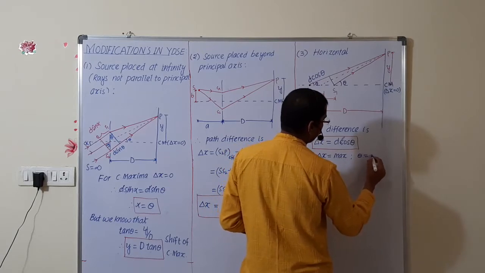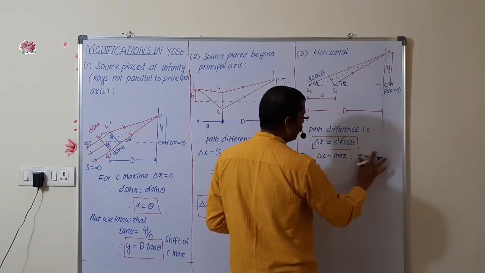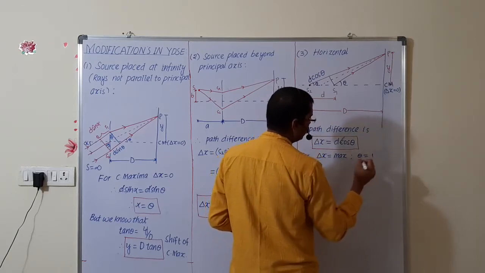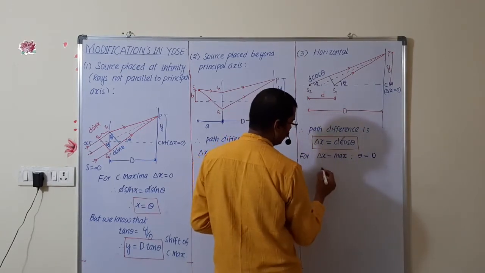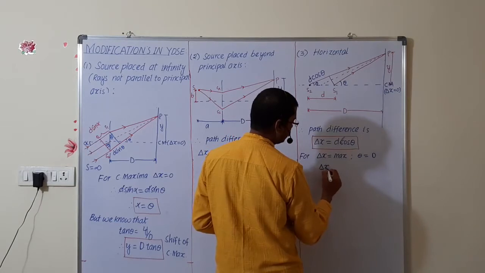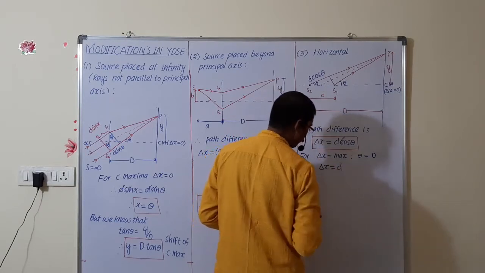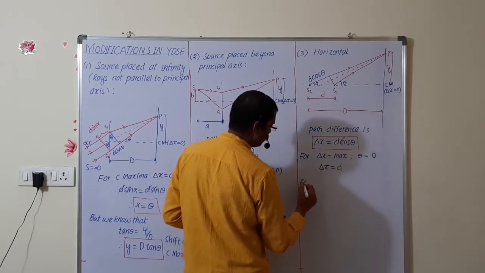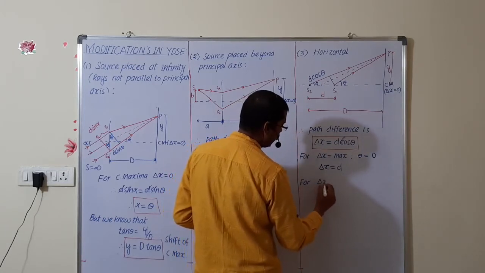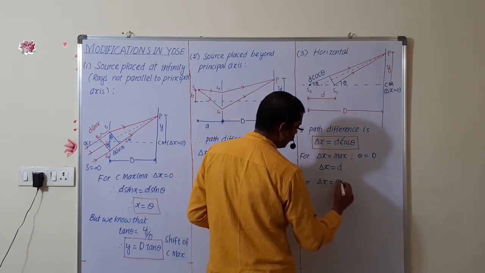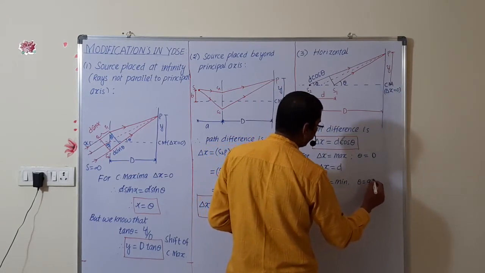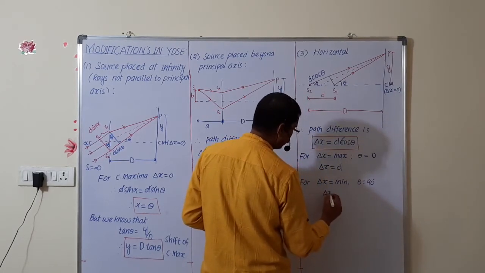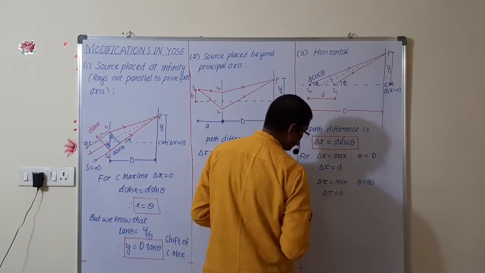When the theta value is 0, cos theta is equal to 1. At that time, what will happen? Delta x is equal to d. If I take delta x as minimum, then theta is equal to 90 degrees, and the delta x value is 0.